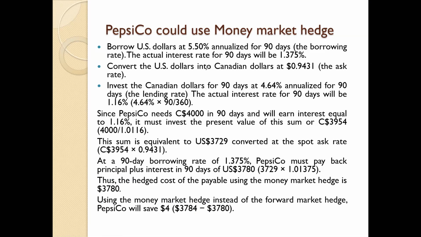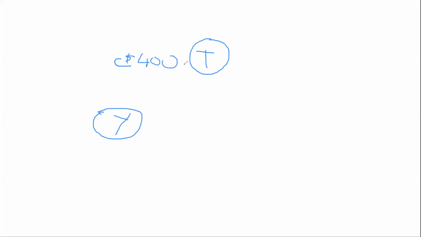Actually, what we are doing in here, if I get the whiteboard, right? Now see, this is our trader. Now, assuming that this is you. You are supposed to pay an amount of Canadian dollar 4,000 at the end of 3 months. Right? At the end of 3 months.